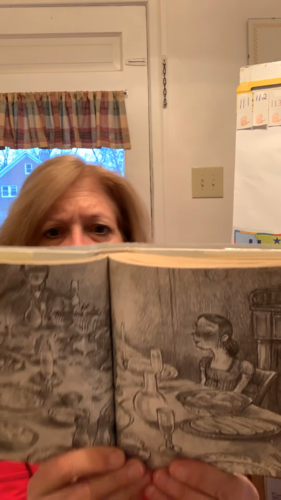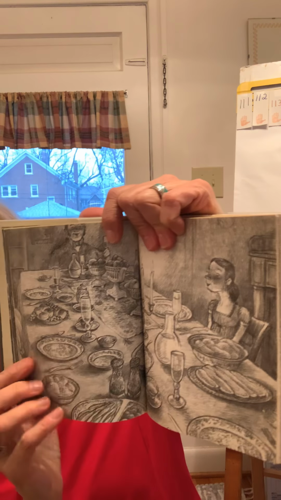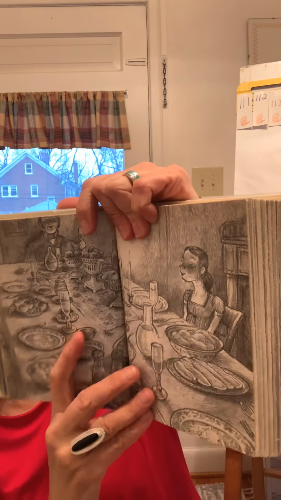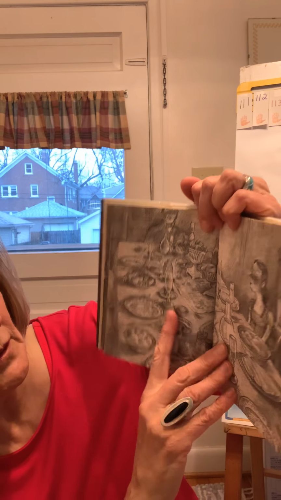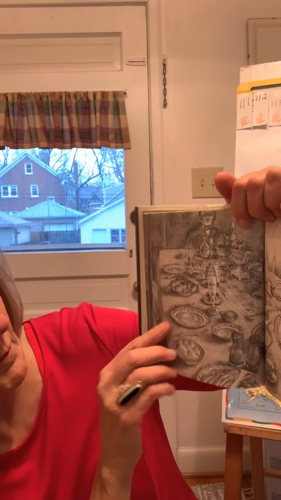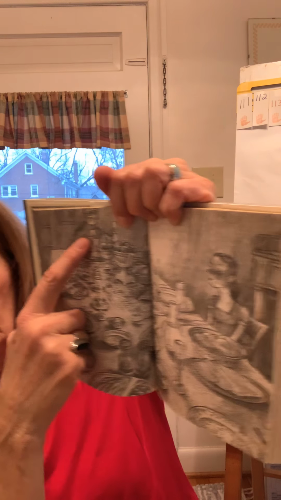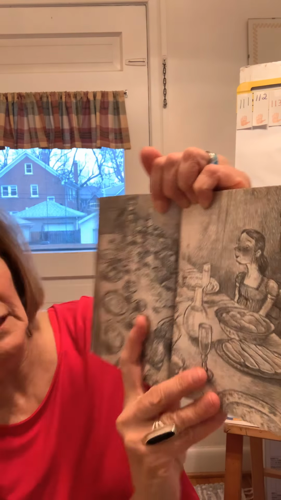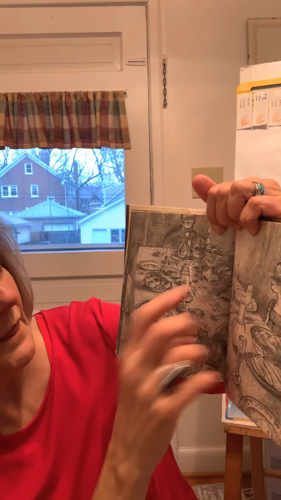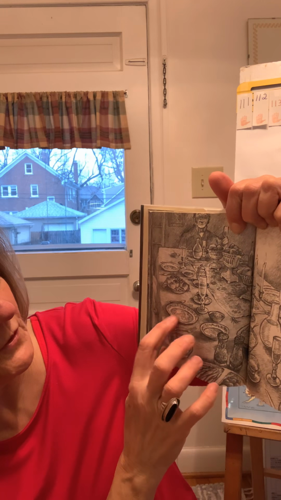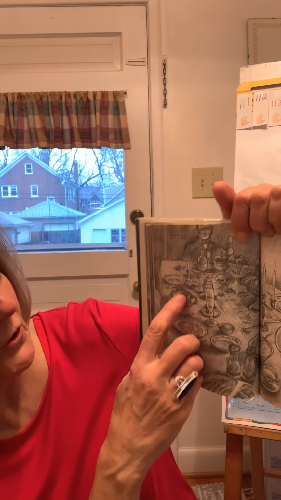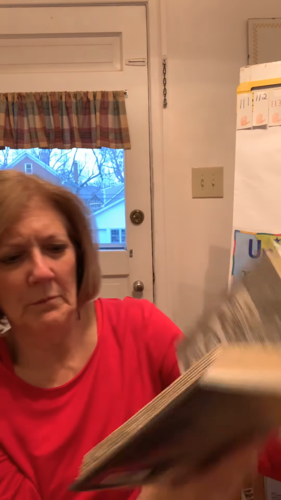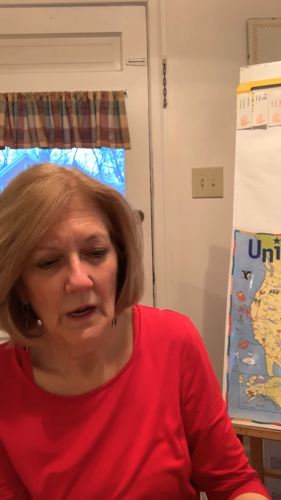Look at that table setting. You see, there are some people over here. There's lots of things on the table. There's a little girl and a man. I think that's Mr. Perry, and that's his daughter. And they have candles, and they have water, and they have plates and forks and rolls. Wow, what a beautiful picture.